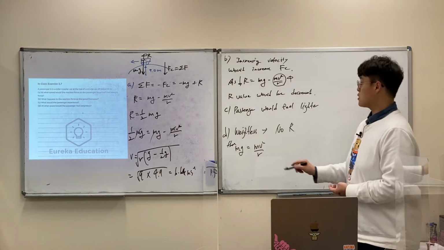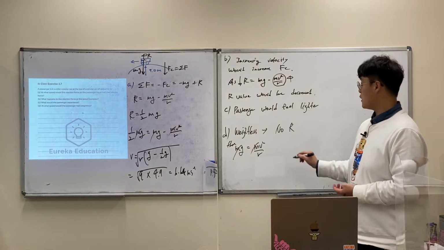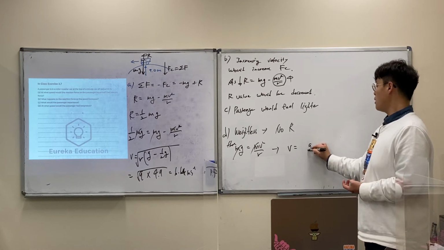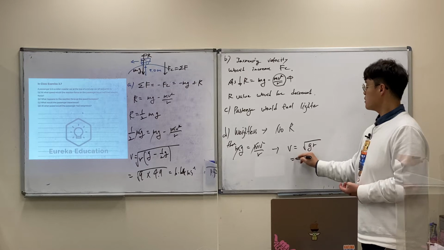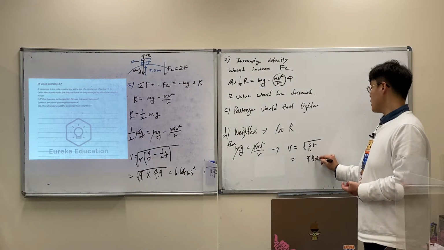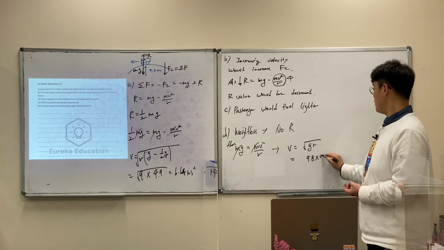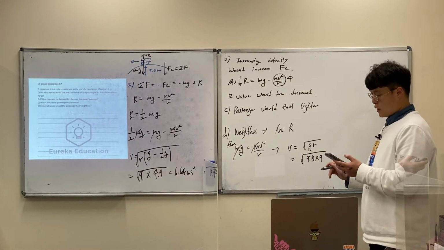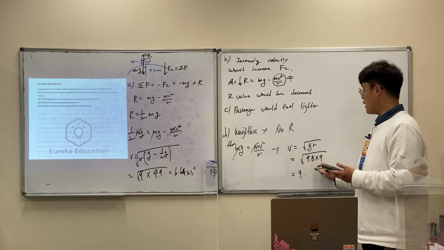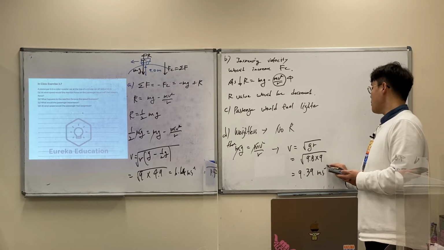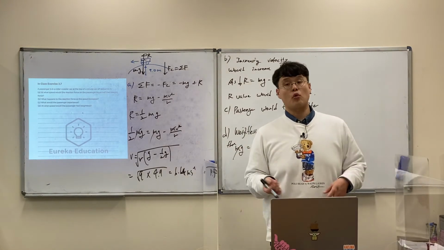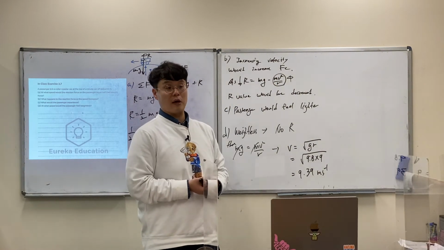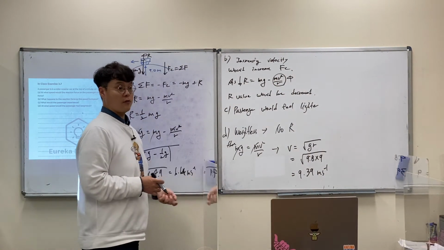Makes sense? Okay, can we just cancel the m? We can. Then v would be the square root of g times r. g was given as 9.8, times the radius of 9, and take the square root. You're going to get 9.39 meters per second. It means the roller coaster will be out of the track, or the passenger will be out of the track too. That's the answer for A, B, C, D.